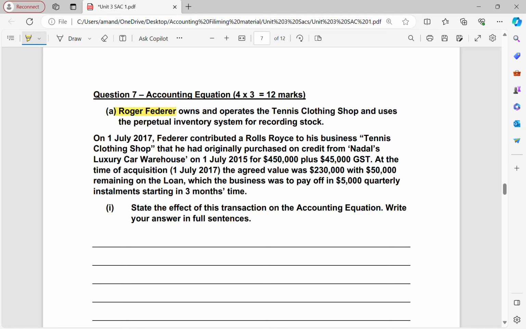Let's go. Roger Federer owns. Okay, accounting equation questions, they take time to understand, but once you get the hang of them, these are quite straightforward.